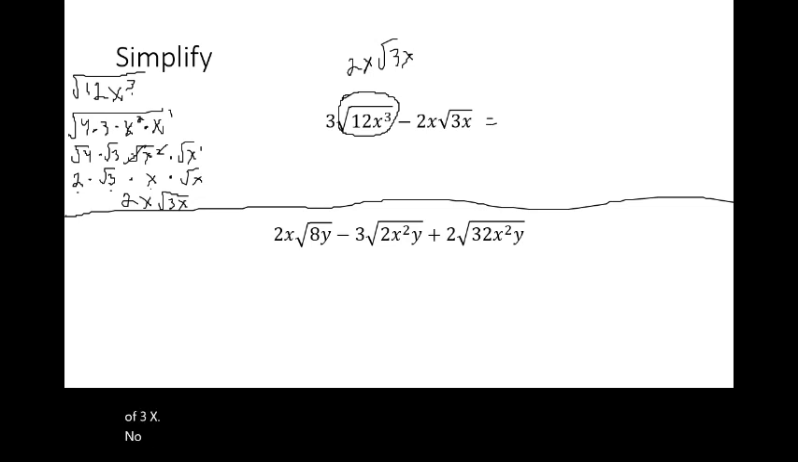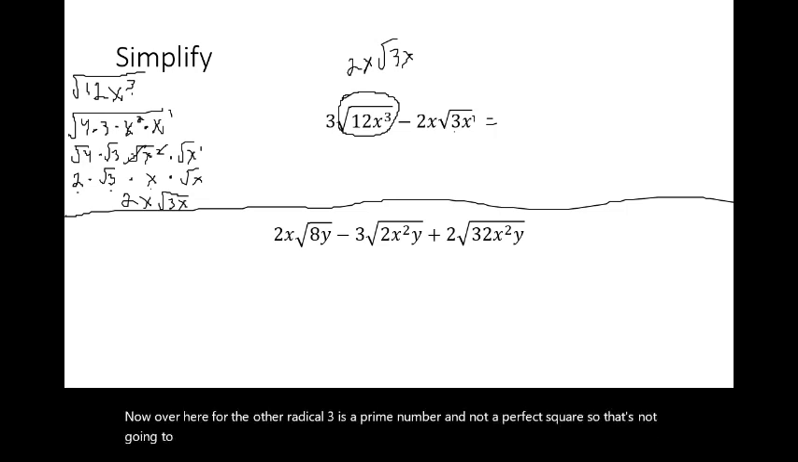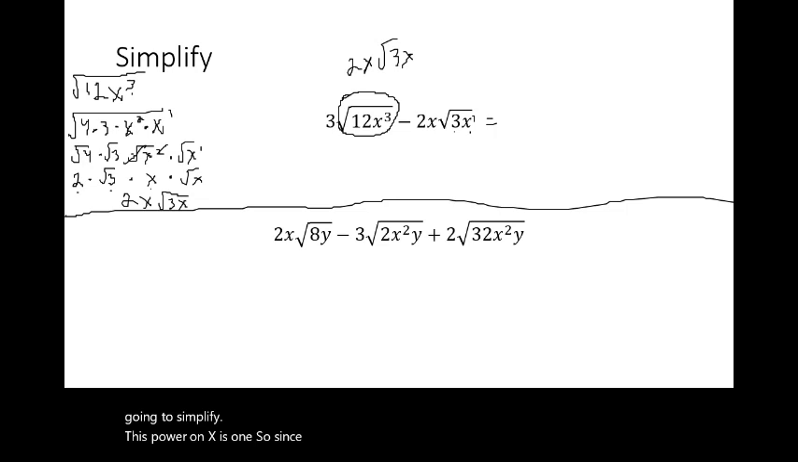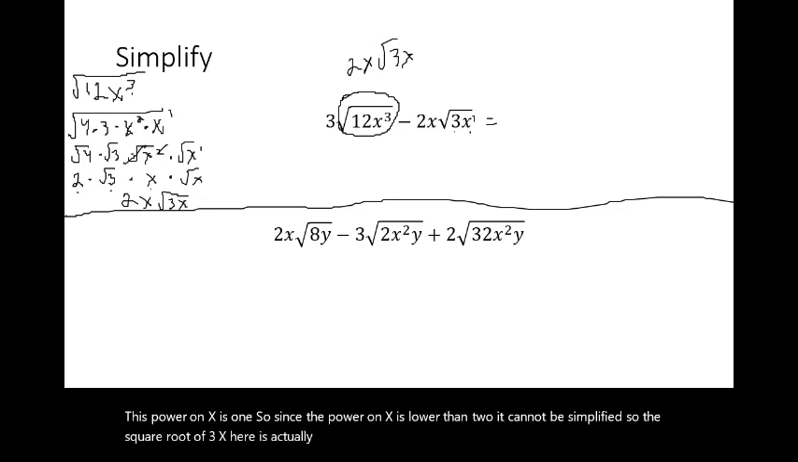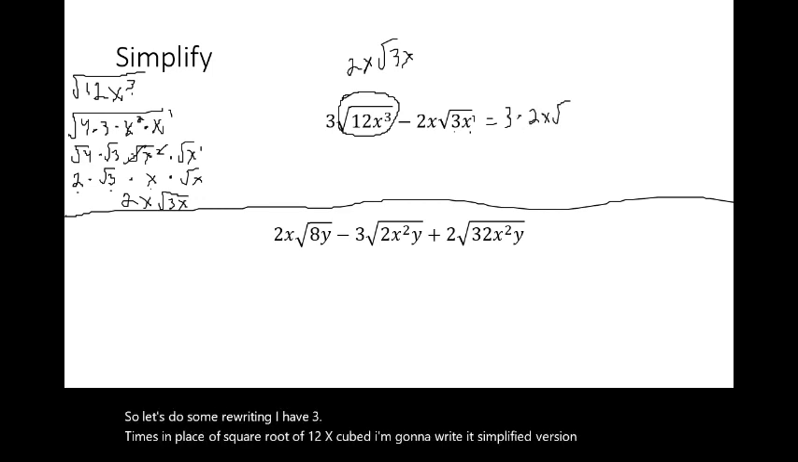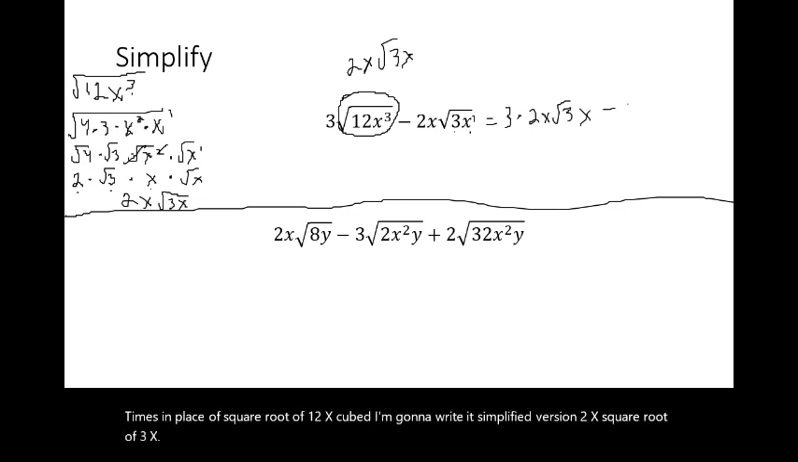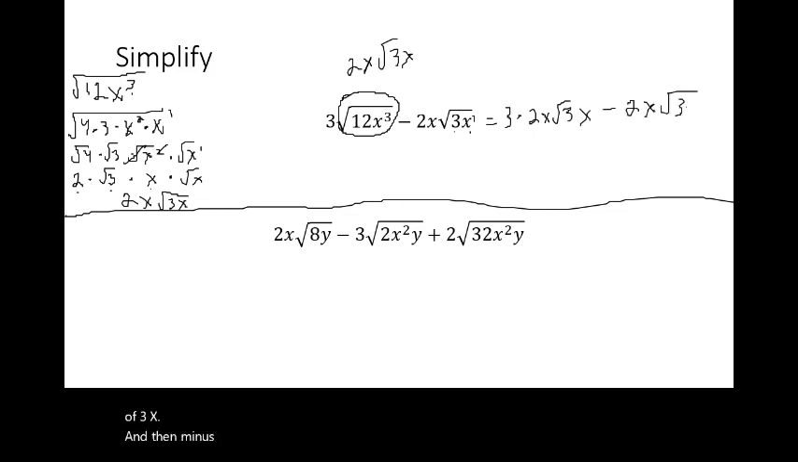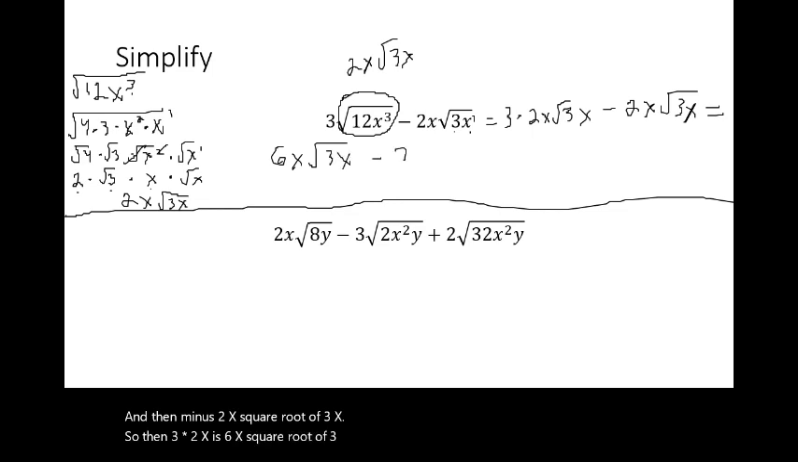Now over here, for the other radical, 3 is a prime number and not a perfect square, so that's not going to simplify. This power on x is 1, so since the power on x is lower than 2, it cannot be simplified, so the square root of 3x here is actually fully simplified. So let's do some rewriting. I have 3 times, in place of square root of 12x cubed, I'm going to write its simplified version, 2x square root of 3x, and then minus 2x square root of 3x. So then 3 times 2x is 6x square root of 3x minus 2x square root of 3x.